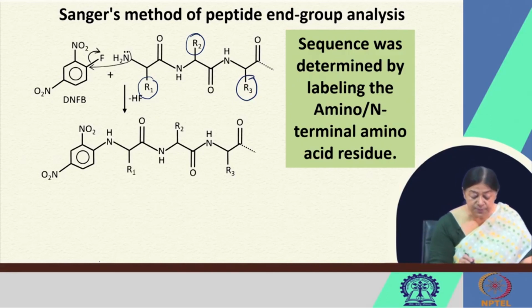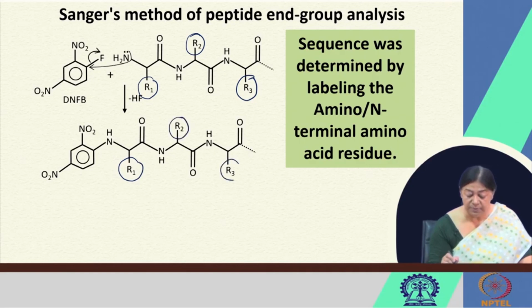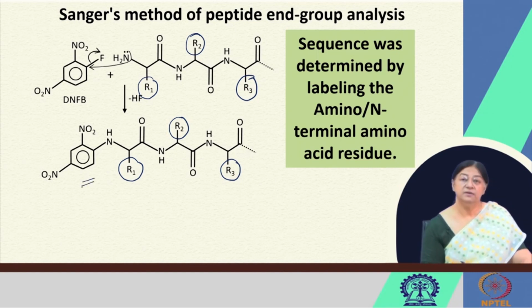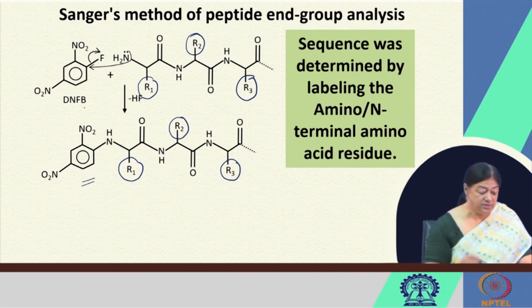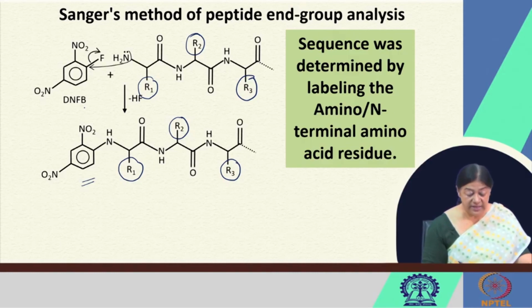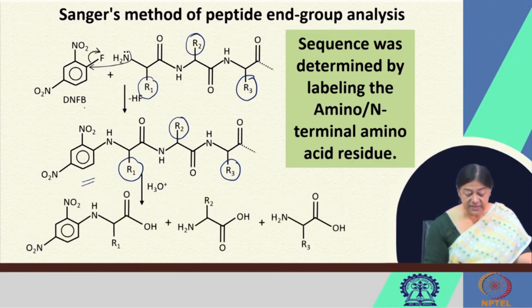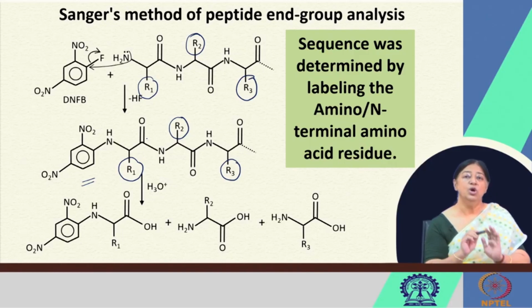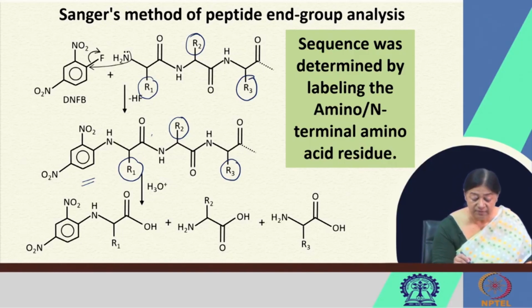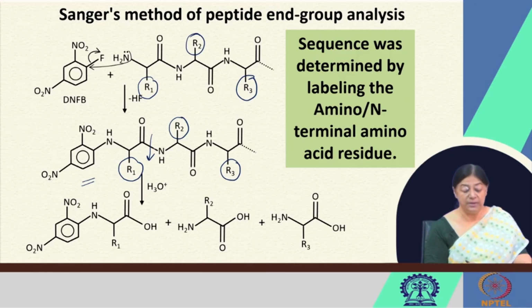Now, this means that the R1, R2, R3 in the polypeptide chain are there, and we now have this product formed from the reaction with DNFB. Now, when we have hydrolysis, the hydrolysis results in the breakage of this bond. Like we looked at last time, when we have condensation, we have the formation of the peptide bond. When we have hydrolysis, we can have the disruption of the peptide bond.